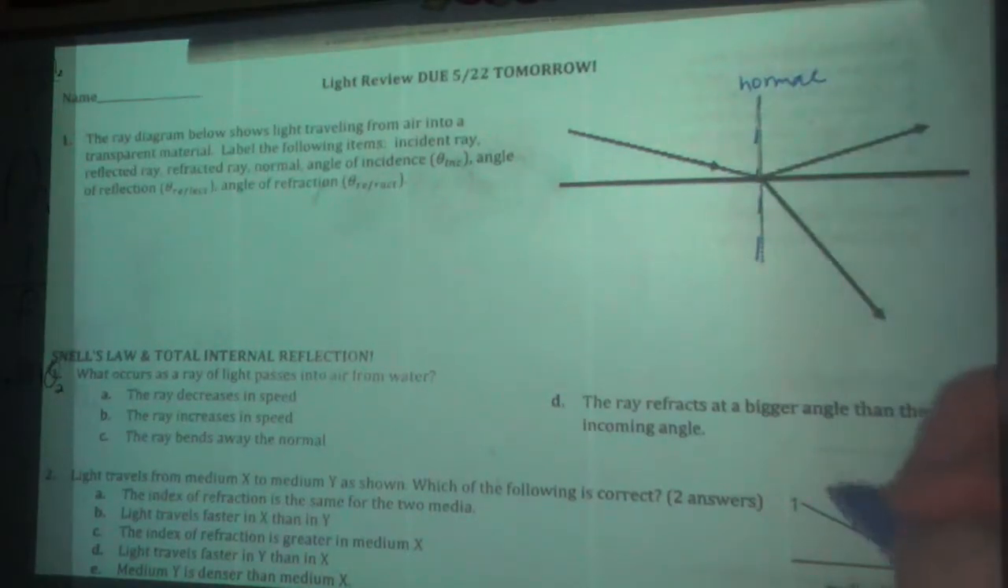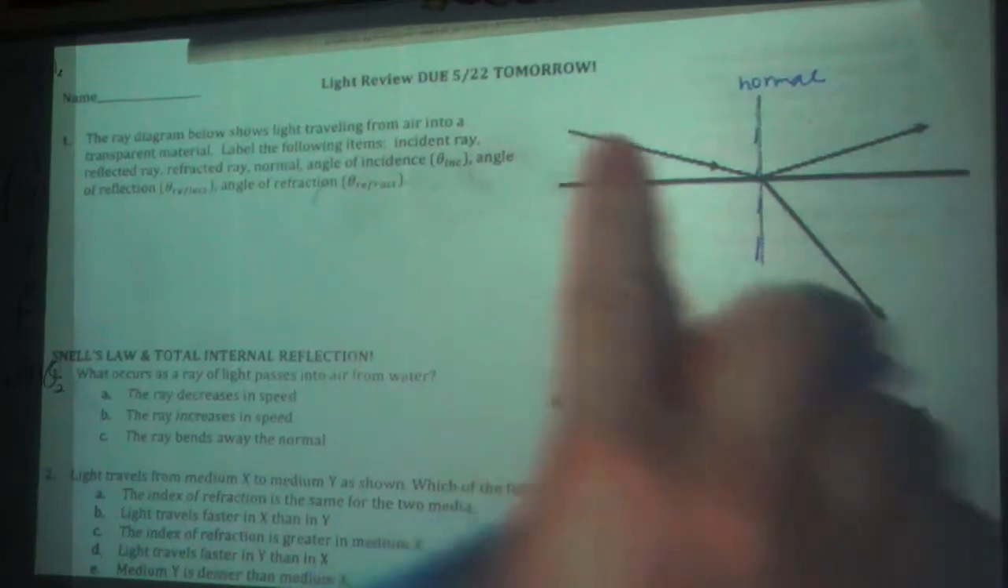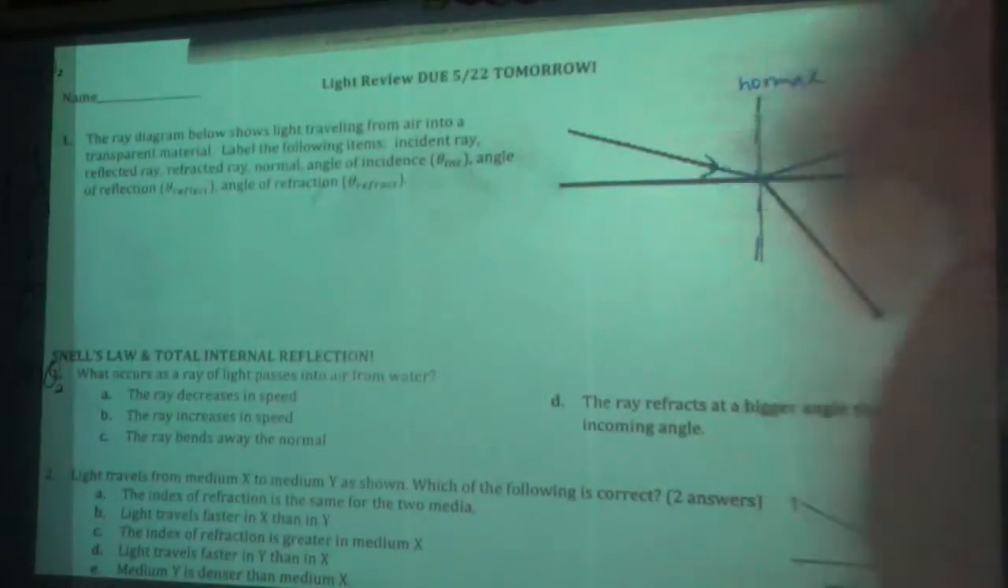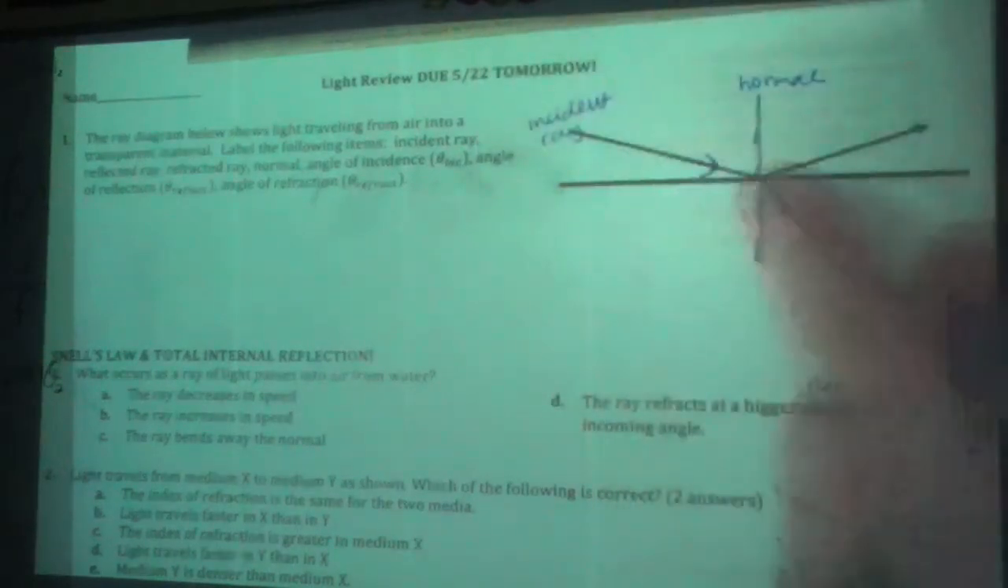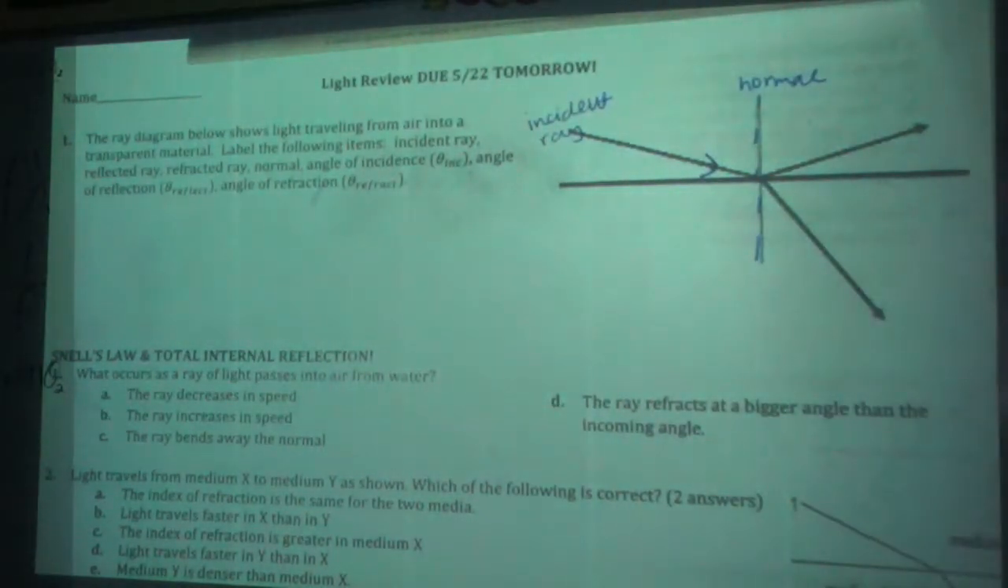The incident ray is the one that is coming into the surface, the incoming ray. The only one that's coming in towards the surface is this one right here. So this will be our incident ray. And then these two will be either our reflected or our refracted.